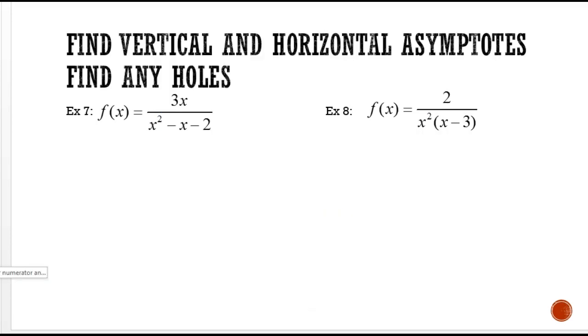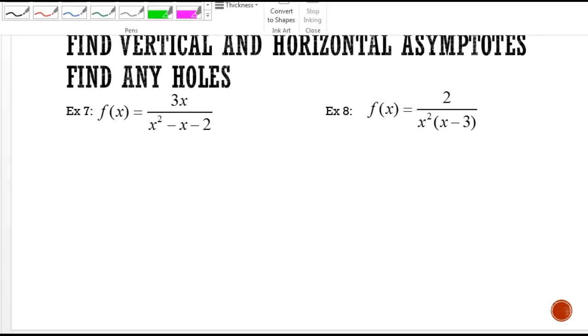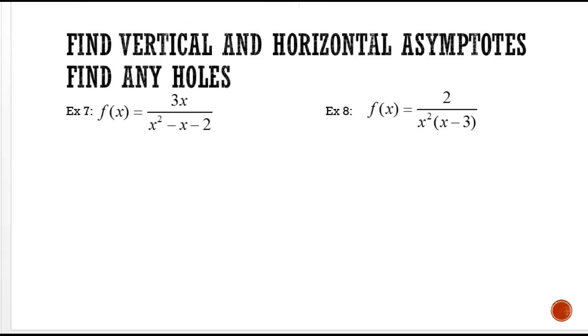All right, this one says just do everything like we've been doing. Find vertical and horizontal asymptotes, find any holes. Really, the first thing you want to do when you tackle one of these is factor it, because you need to know if there's a hole, because that changes everything. So I have 3x on top, and I have x minus 3, x plus 1 on the bottom. So there's no common factors, all right? So there's no holes. So I would say holes, none.